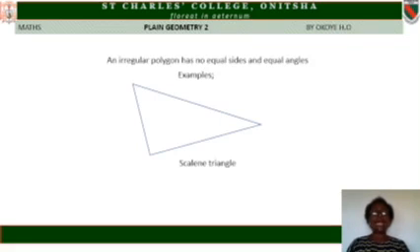2. An irregular polygon has no equal sides and no equal angles. Example, a scalene triangle. It has no equal sides and no equal angles. It is one of the examples.